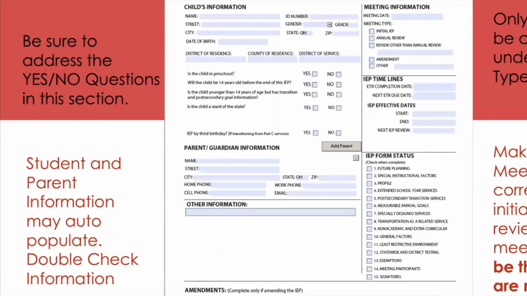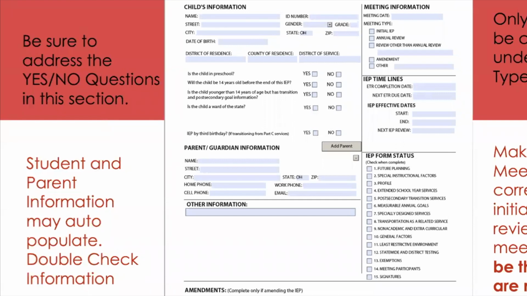So on your cover page of your IEP, most of this information will be auto-populated or generated from your student information system put into your special services software, whatever that might be. So make sure when you get this that the information is populating correctly. Is the student's name correct? Does it have the most current address that has been reported to the office?